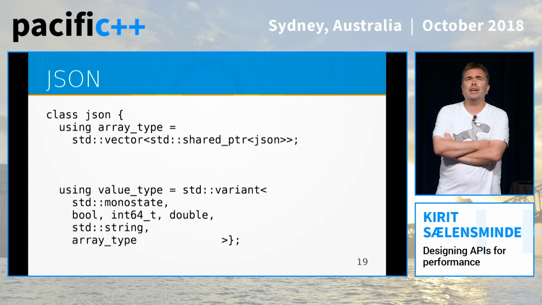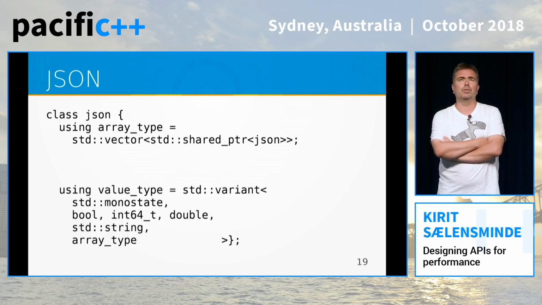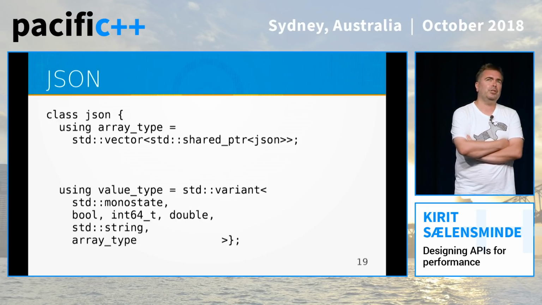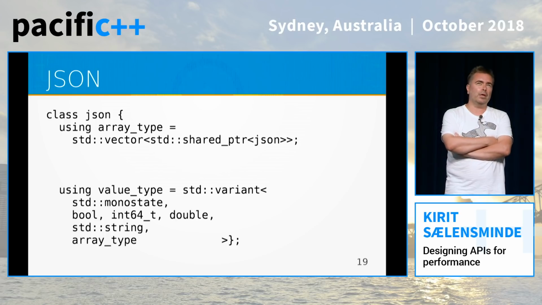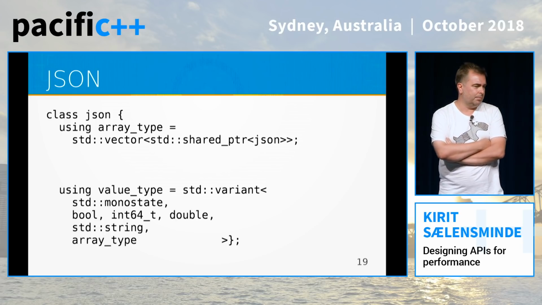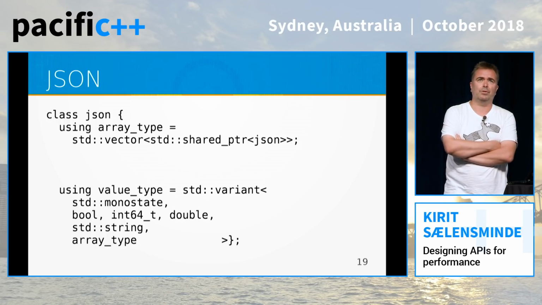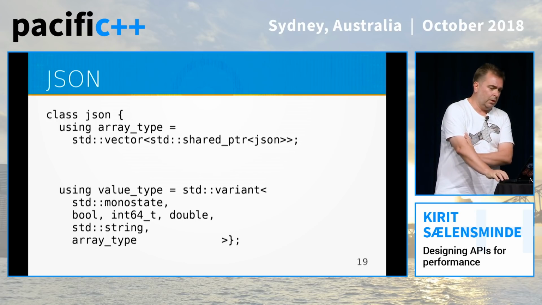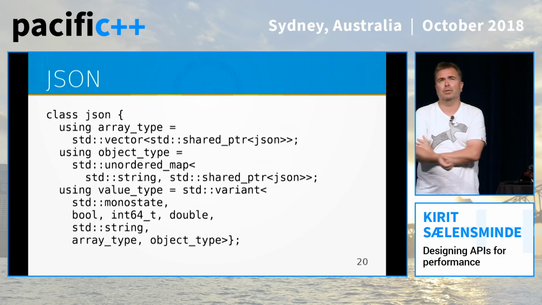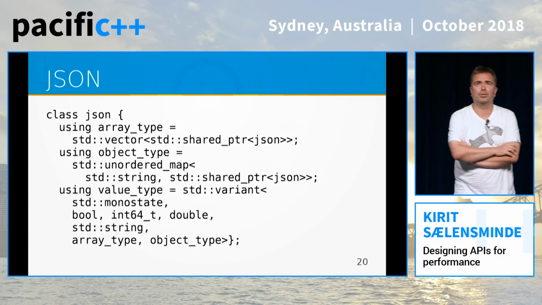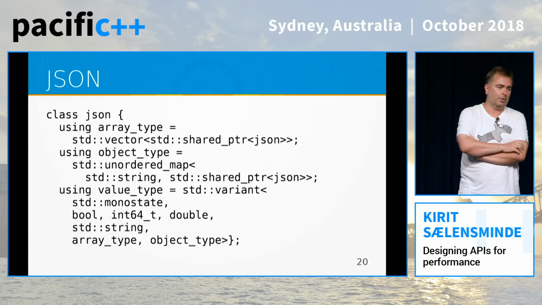So we have a vector of, in this case, shared pointers. I think, strictly speaking, the shared pointer isn't required here, but it does make it a little bit easier to declare the types if you have this. And then we have an unordered map of strings to JSON as well.